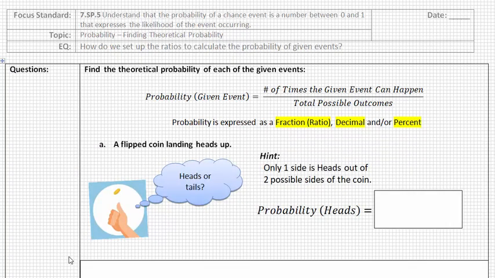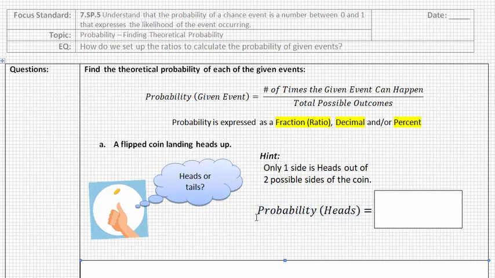Here's a look at our first question. A flipped coin landing heads up. So coin tosses are a common example that we use in teaching probability. I have a little picture here of someone flipping a coin, and we're wondering, what is the probability, we know it can be heads or tails, that it will land heads up? So think about that. On a coin, how many sides are heads? How many sides are there on a coin? So here we have it in our hint. Only one side is heads out of 2 possible sides on a coin.